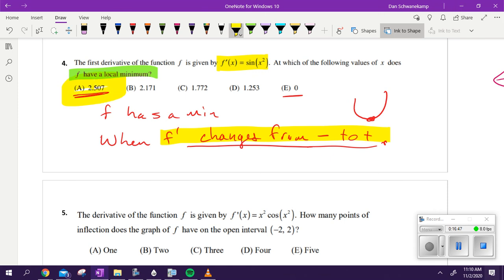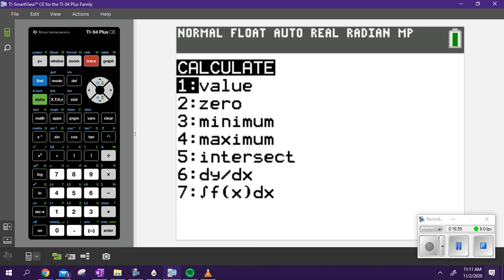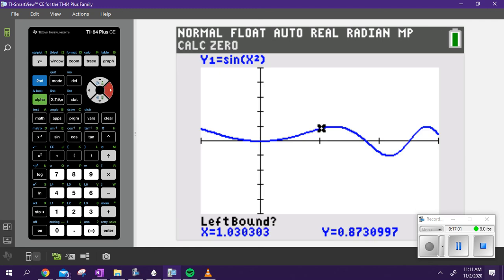Oh, it's A. But if I wanted to get correct on that and actually look at that number, remember how to do that. Second, calculate. What thing am I going to calculate here? The 0. I want to find the 0 because I want to know when it crosses the x-axis. So I'm going to the left of it, I hit enter. I go to the right of it, I hit enter. I hit enter again. Oh yeah, my answer is 2.506, like I thought it was.